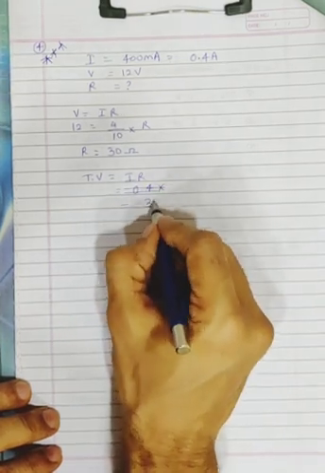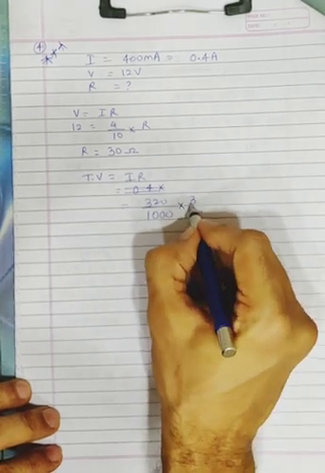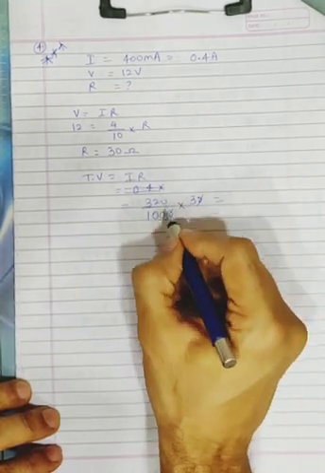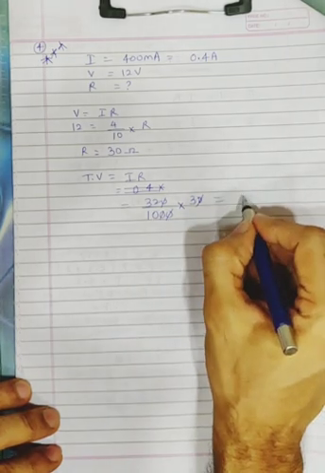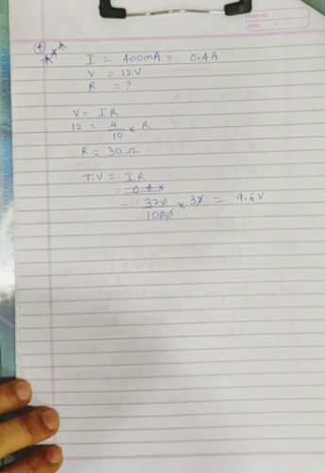So 320 milliampere means 320 upon 1000. What is R equal to? 30. Cancel the zeros. So it will be 96. It will be 9.6 volts.